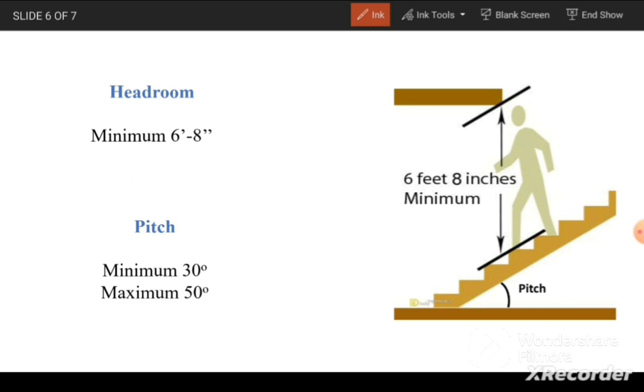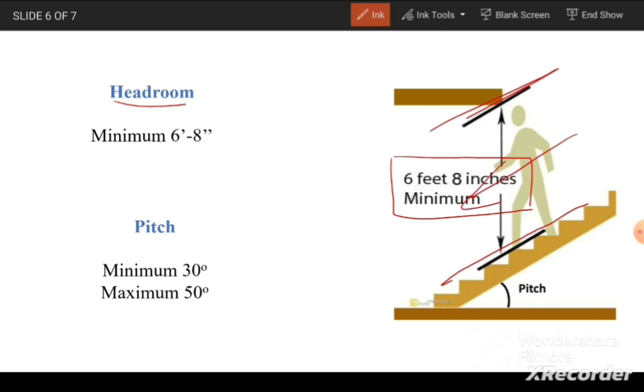Next is headroom. Headroom is the distance between the line of nosing and the overhead slab. It should be more than 6 feet 8 inches so that a person can pass through easily. And when this distance is less than 6 feet 8 inches, we need to create a void in the slab. So the minimum headroom is 6 feet 8 inches.